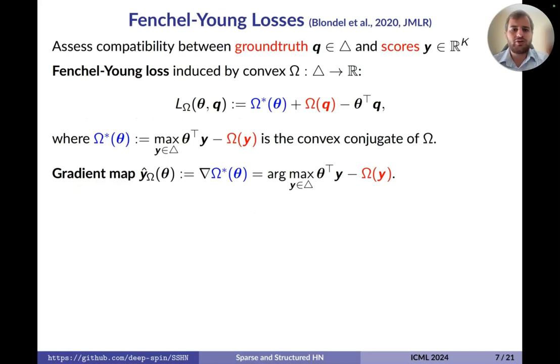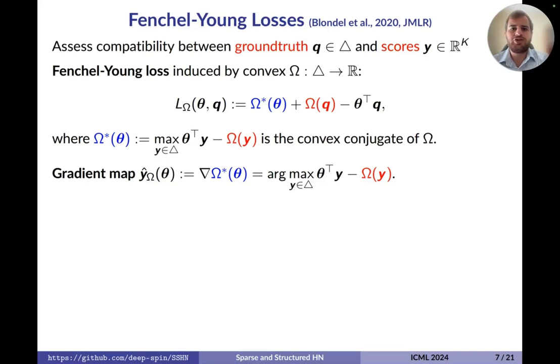To do that, we start to define what is a Fenchel-Young loss. Fenchel-Young losses assess the compatibility between the ground truth q, which is in a simplex, with a vector of scores y. We can then consider an omega, which is an argmax regularizer, and its convex conjugate. Then the Fenchel-Young loss can be expressed in terms of these variables by this equation here.